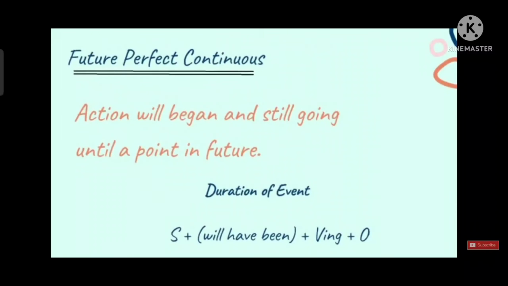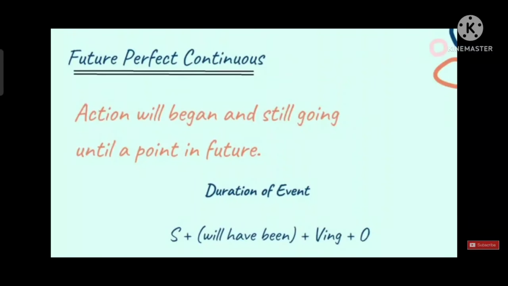So, let's get started. What is a future perfect continuous tense? If the action will begin and still going on until a point in the future, and if more importance is given to the duration of the event, then it comes under the future perfect continuous tense. So the future perfect continuous tense is a verb tense used to describe the actions that will continue up until a point in the future. The structure of it is subject plus will have been plus verb's ing form plus object.